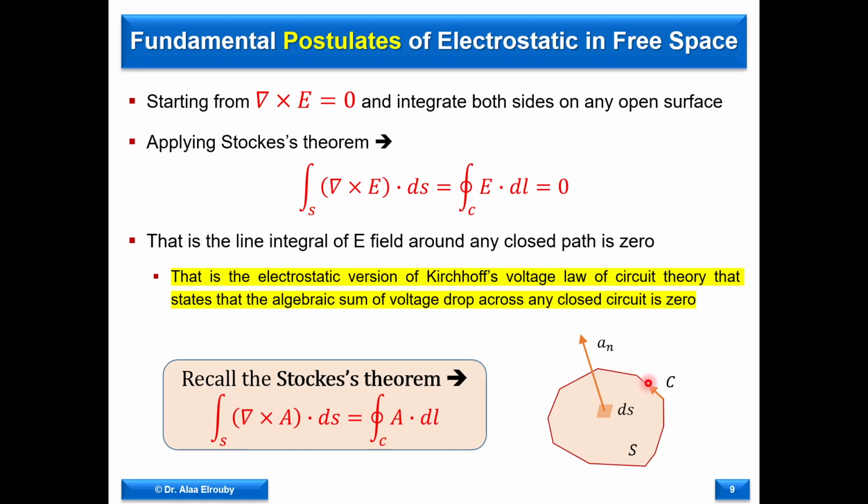And before we talk about what the conservative field is, this kind of law is equivalent to Kirchhoff's voltage law in circuit theory, where we studied this. We are saying that the sum of voltage drops across any closed circuit equals 0. So this is the same. The voltage drop across any closed path equals 0. So the potential difference between any point and itself, when I rotate and return back to itself, equals 0.